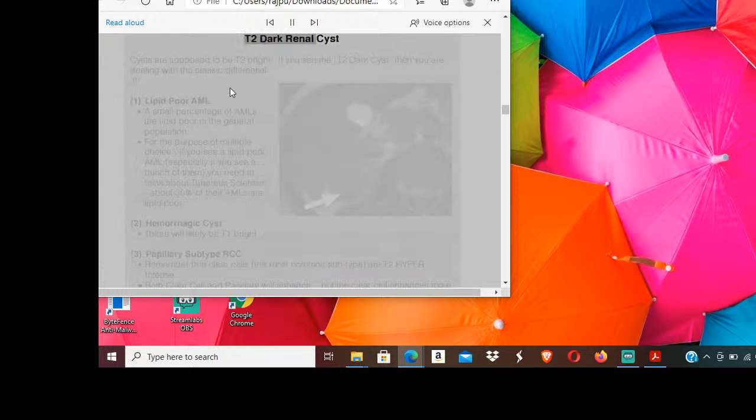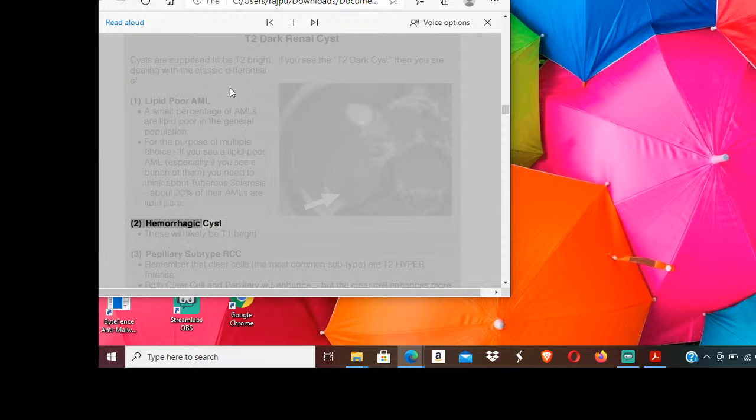T2 dark renal cyst. Cysts are supposed to be T2 bright. If you see a T2 dark cyst, then you are dealing with the classic differential of: 1. Lipid poor AML. A small percentage of AMLs are lipid poor in the general population. For the purpose of multiple choice, if you see a lipid poor AML, especially if you see a bunch of them, you need to think about tuberous sclerosis. About 30% of their AMLs are lipid poor.